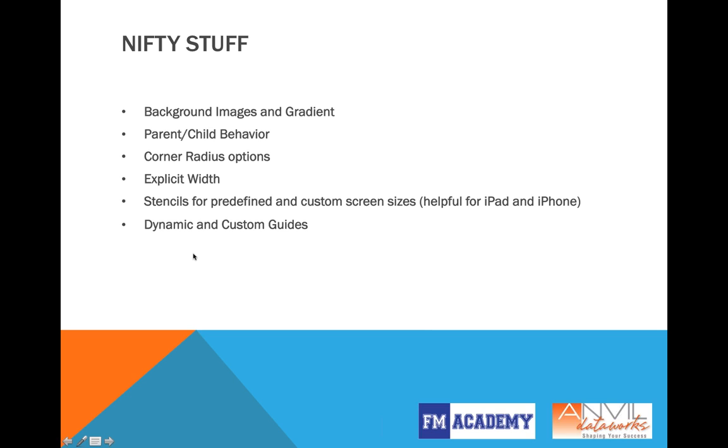Some of the nifty stuff that's changed in the layout: we can now add background images, and we can use gradients. There's going to be some parent-child behavior, which we'll look at, and we'll talk about what's going to happen. We can add corner radiuses now to all of our objects. We've got explicit width that we can work with on the layout. We'll also look at the stencils for predefined and also custom screen sizes. It's really helpful when you're designing for the iPad or the iPhone. And then lastly, we'll look at the dynamic and the custom guides.